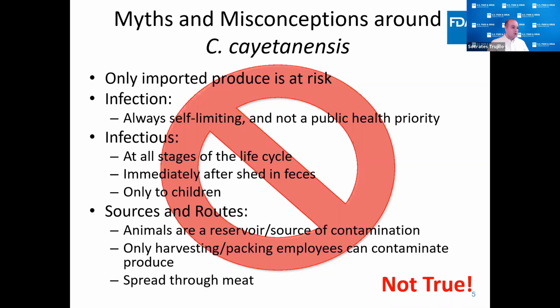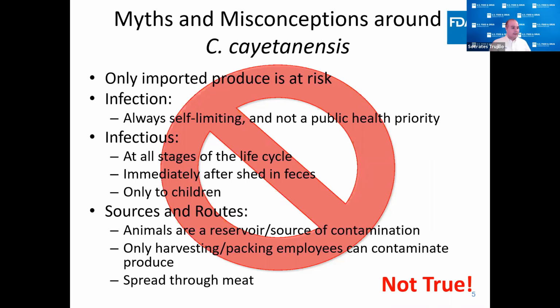Another thing is that not all stages of the life cycle of this organism are infectious. As indicated, it has to be sporulated to be able to produce the disease. Any other stage of the life cycle will not produce the disease unless it has been sporulated. And the sporulation happens, from the information that we have, between 7 to 10 days at 75 degrees Fahrenheit or above.